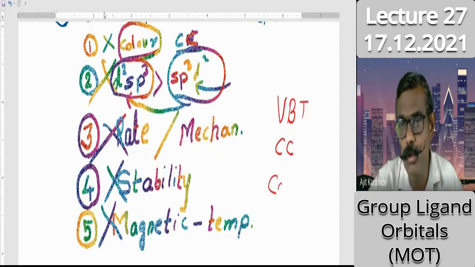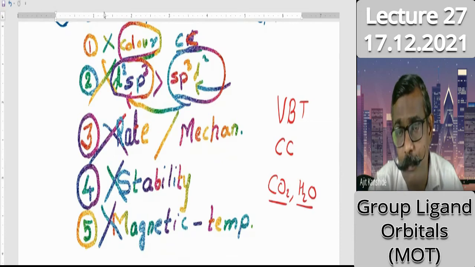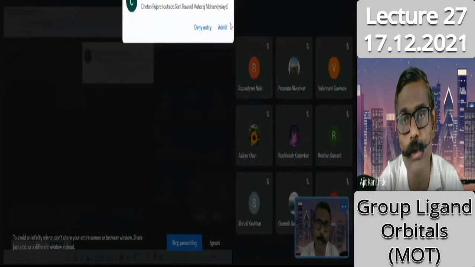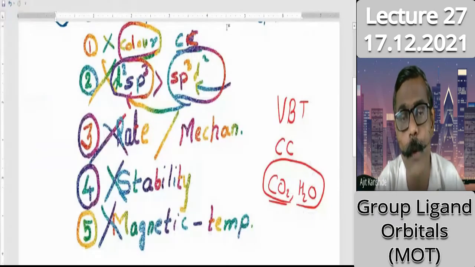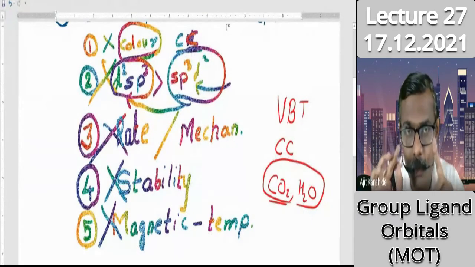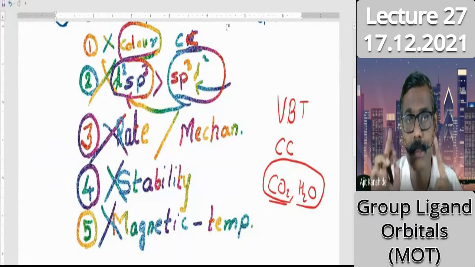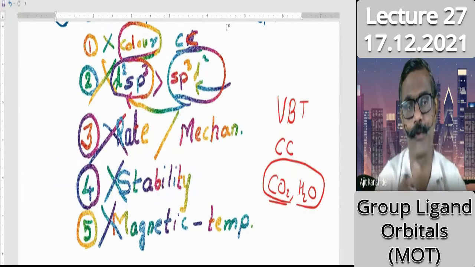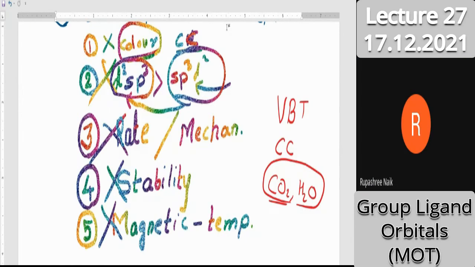CO2 or H2O, these are not coordination compounds. With the help of those we can form coordination compounds, but those themselves are covalent compounds. So our point of approach is to discuss the limitations of VBT for coordination compounds. VBT fails to explain the reaction rates and mechanism of reaction in coordination compounds.